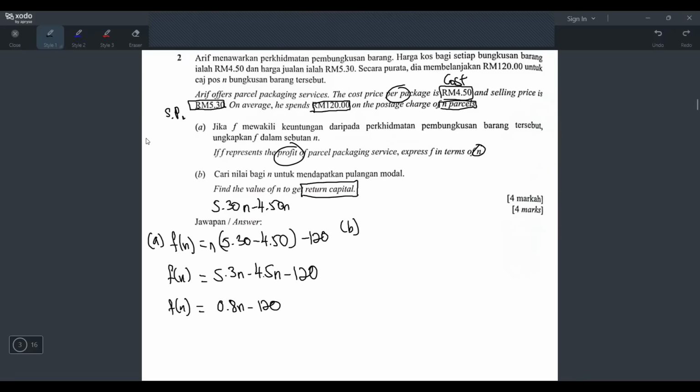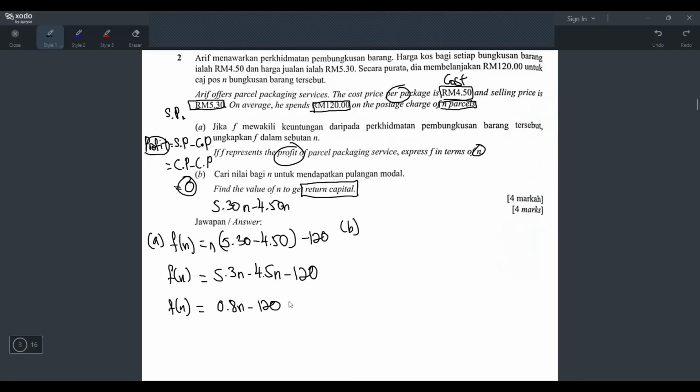So let's talk about the profit formula. What is the profit formula? You take the selling price minus the cost price, right? That's how you calculate profit. But if they say you want to get back your return capital, it means your selling price and cost price are the same value. It means it will become cost price minus cost price already. And what is cost price minus cost price? Zero. It means to get back return capital, your profit will be zero, right?